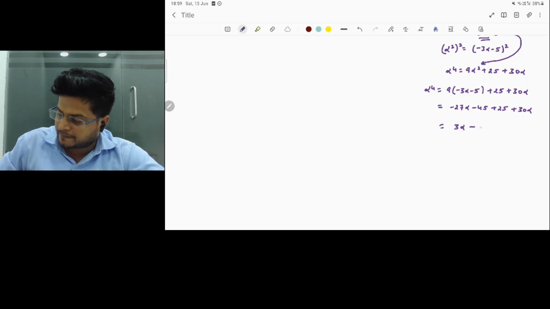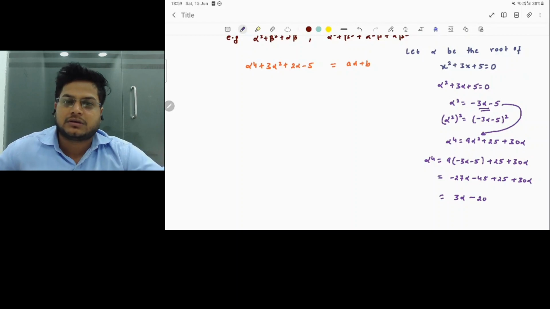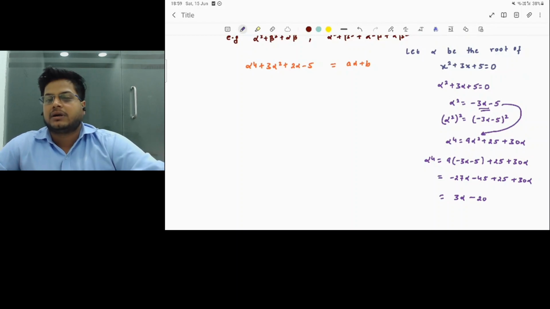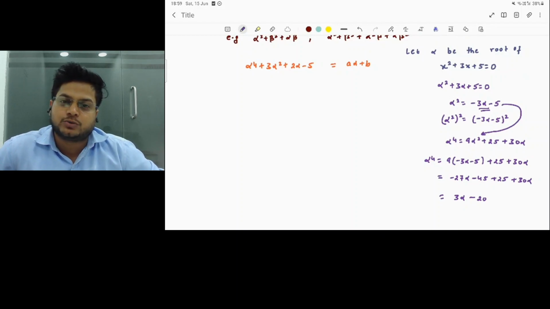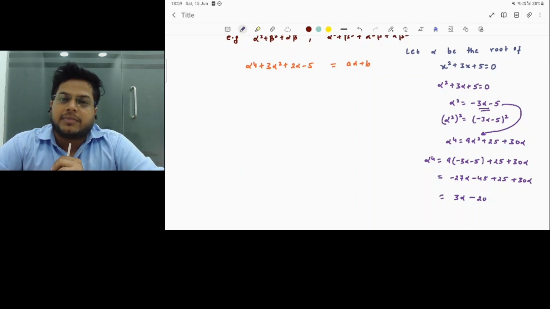Now since there is no alpha cube involved here, there is no need to calculate, but in case the question had an alpha cube term also, then what will we do? We got alpha square; you multiply alpha both the sides, the left hand side will become alpha cube, and on the right side you will be getting alpha square and alpha term, isn't it? That alpha square again you can replace with minus 3 alpha minus 5. So ultimately you will get a linear expression.